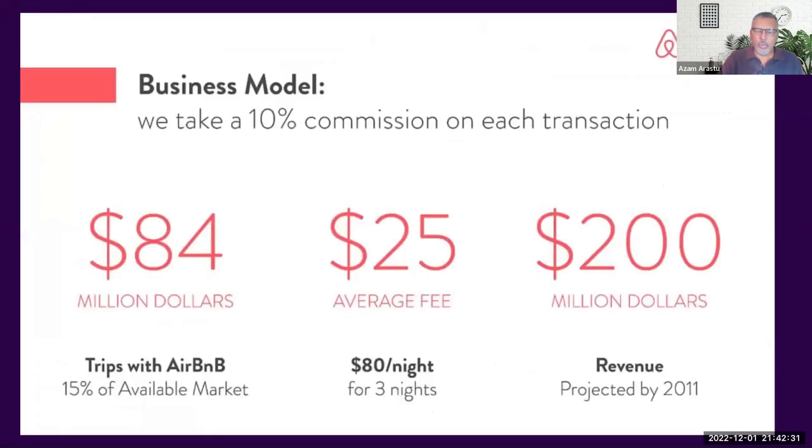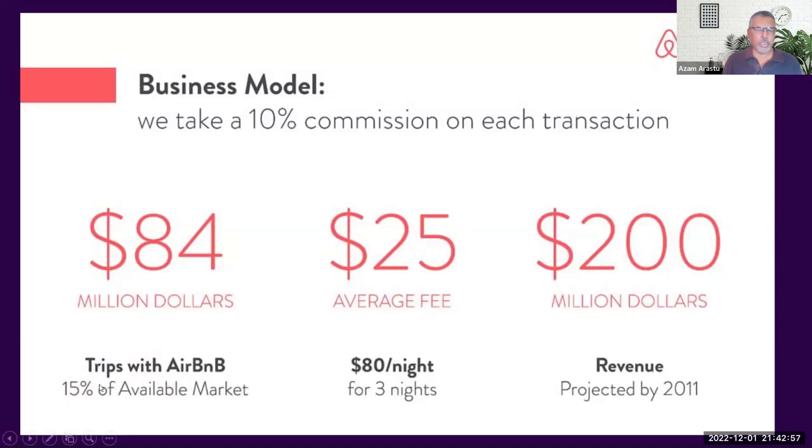Now, another simple thing is that business modeling is about how you are going to generate money. Another very simple representation is, again, by Airbnb. The business model will be to take 10% commission on each transaction. I'm sure you're familiar with how the Airbnb system works.